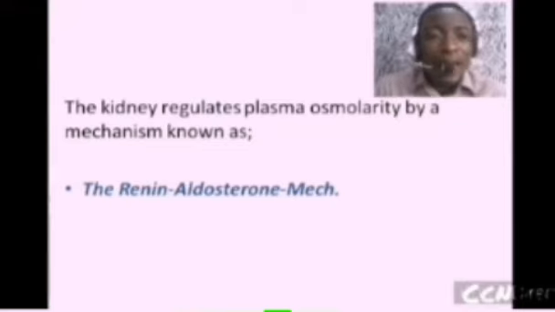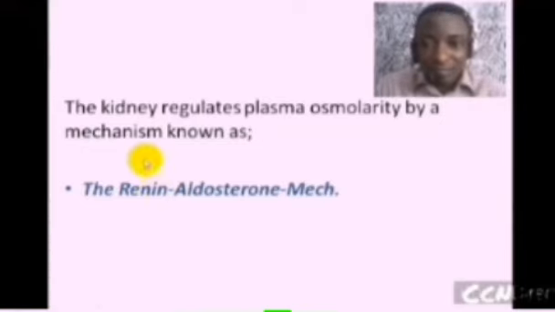When there is hypoosmolarity, the kidney is again activated, leading to the secretion of renin. Renin acts on the adrenal gland. The adrenal gland is made up of two parts. We have the adrenal cortex and we have the adrenal medulla. In this case, the kidney's renin will stimulate the adrenal cortex, leading to the secretion of aldosterone.